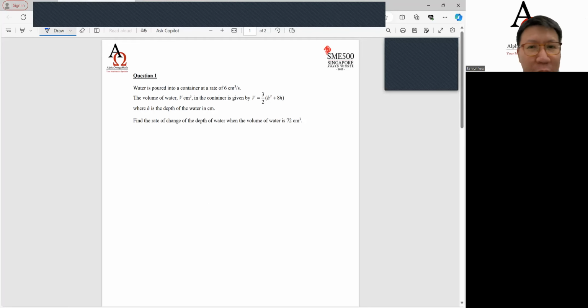Hey students, today we're going to look at differentiation, rate of change. Rate of change simply links together three different quantities into a single equation. That's why we call it connected rates of change.